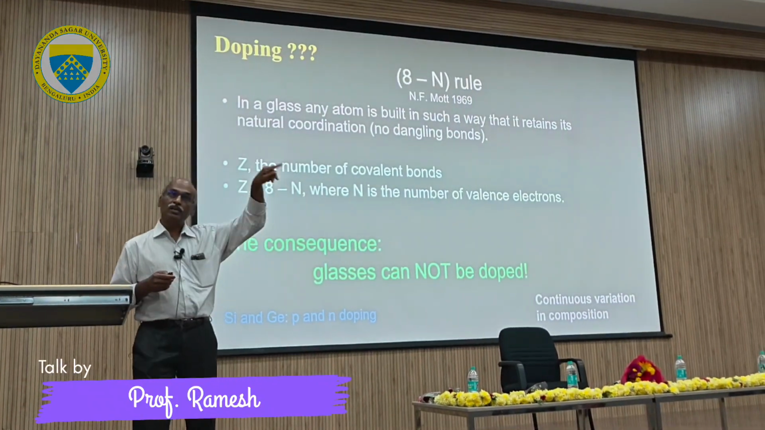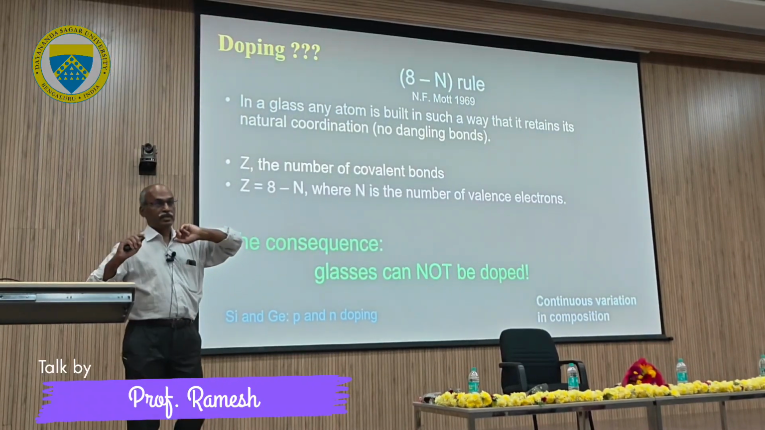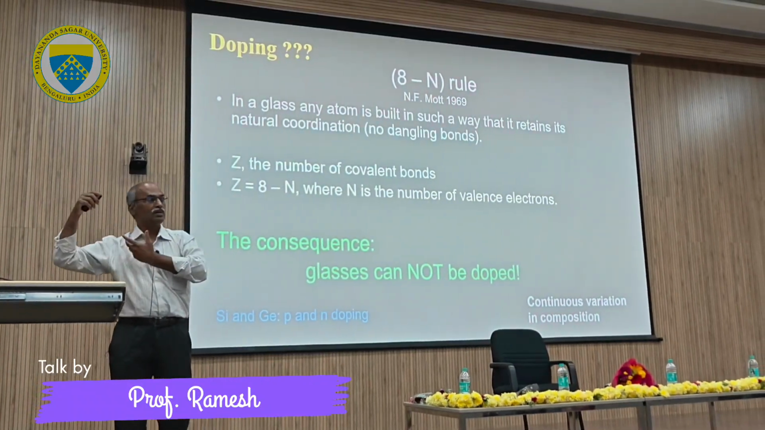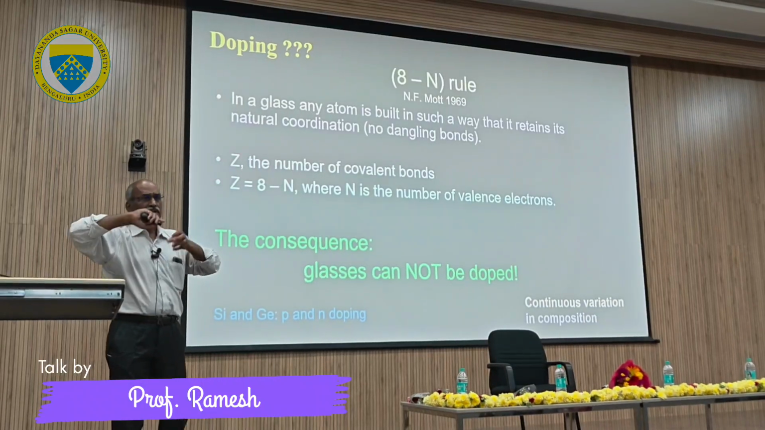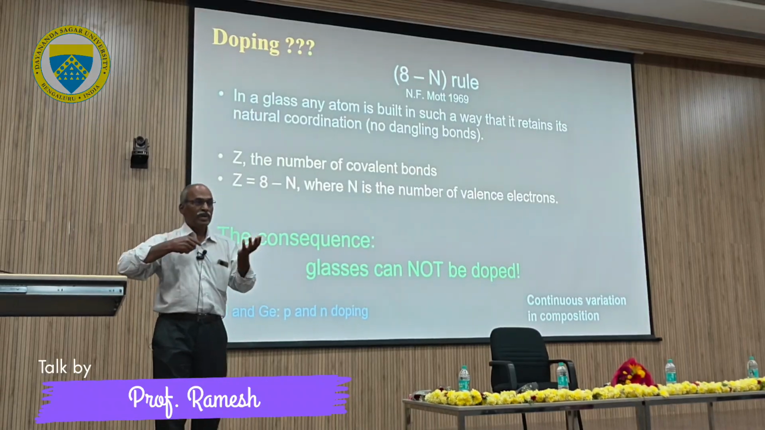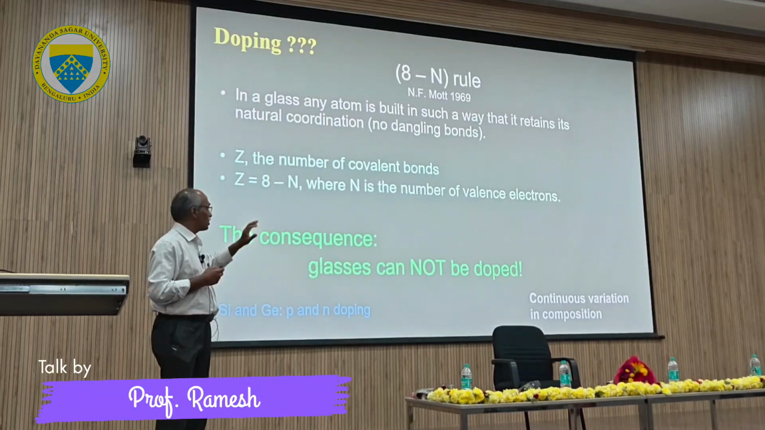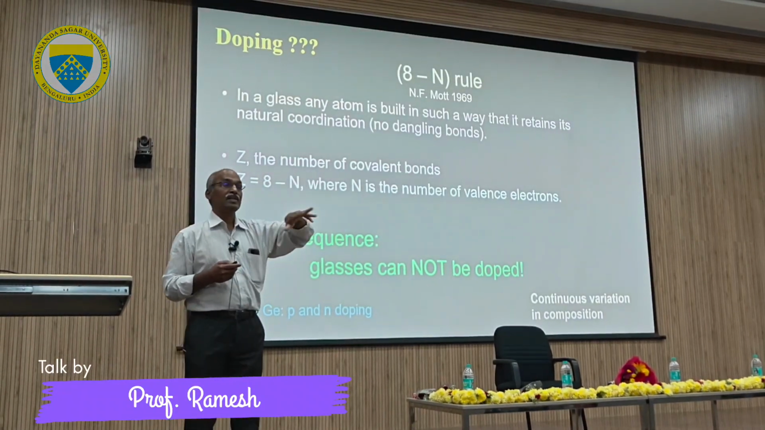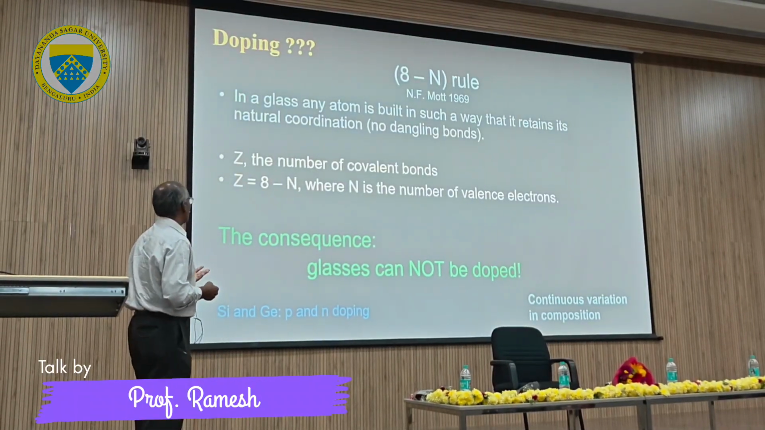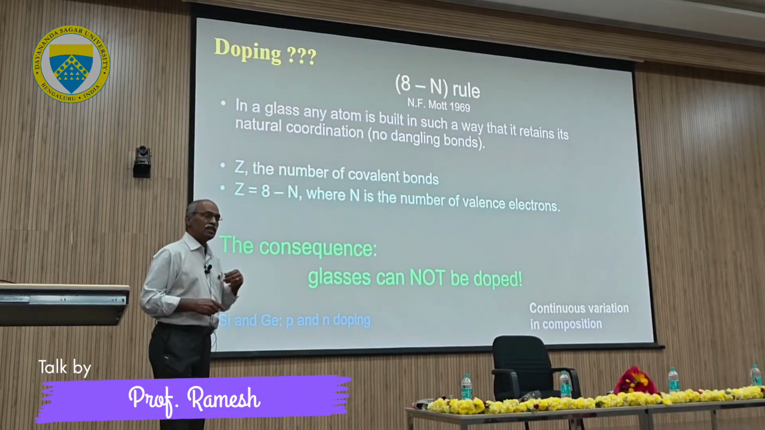What is 8? This is the octet. If you see the outer shell electrons, 8 electrons means a stable structure, right? That's group 8, like krypton and all the inert gases, argon, krypton. They are stable and cannot react with other things. That's why, in many experiments where you don't want impurities or other gases to interact with your system, most things are done under an inert atmosphere, because they have a stable outer electron shell. So these gases cannot be doped because they obey the 8 minus n rule.